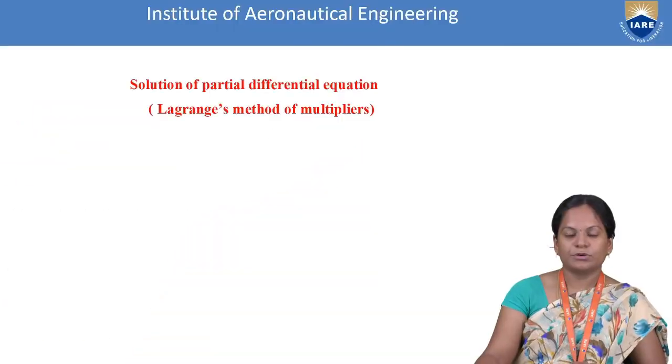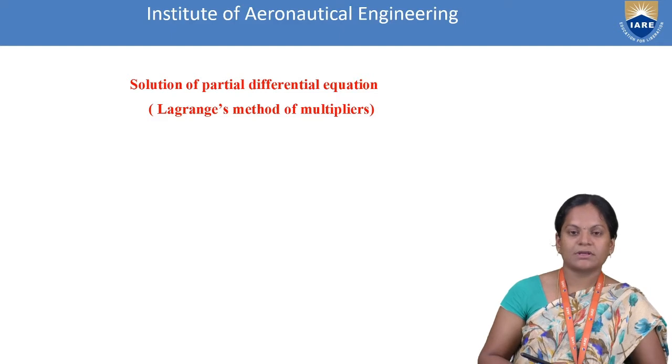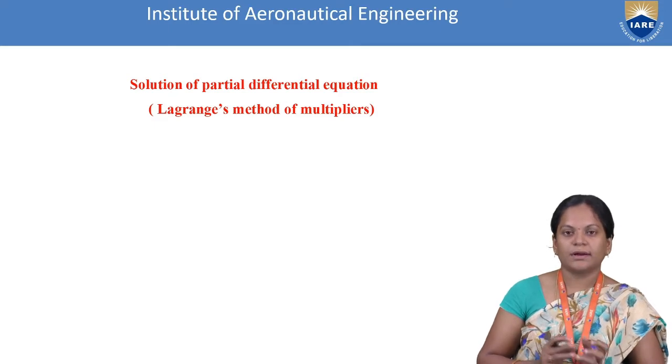This is also Lagrange's method. In this method, I want to choose the multipliers and, by using multipliers, find the solution. So, the solution of partial differential equations by using Lagrange's method of multipliers. In the last session, we discussed the method of grouping. Grouping is nothing but, after writing the subsidiary or auxiliary equations, we can equate any two fractions, either 1, 2 or 2, 3 or 1, 3.